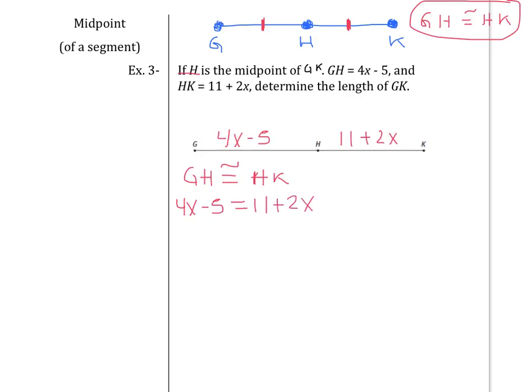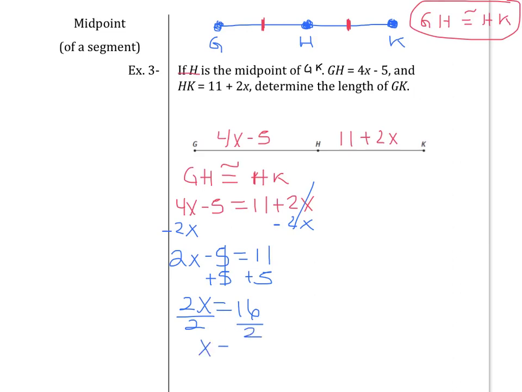And now we're back to solving algebraic equations. So we subtract 2x. Let's bring all the x's to the left hand side. So this cancels, and 4 minus 2, that's 2x, minus 5 equals 11. And then let's bring all the numbers to the right hand side. So plus 5, this cancels, 2x equals 11 plus 5, that's 16. Divide by 2, and we find x equals 8.